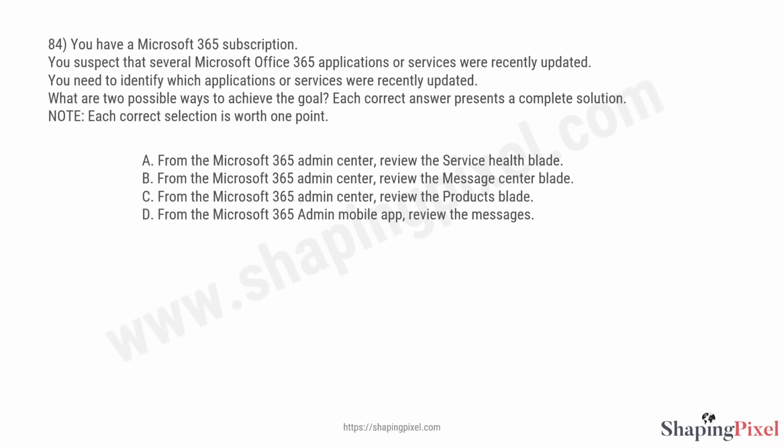So question number 84. You have a Microsoft 365 subscription. You suspect that several Microsoft Office 365 applications or services were recently updated. You need to identify which applications or services were recently updated. What are two possible ways to achieve the goal? Each correct answer presents a complete solution. Each correct selection is worth 1 point.